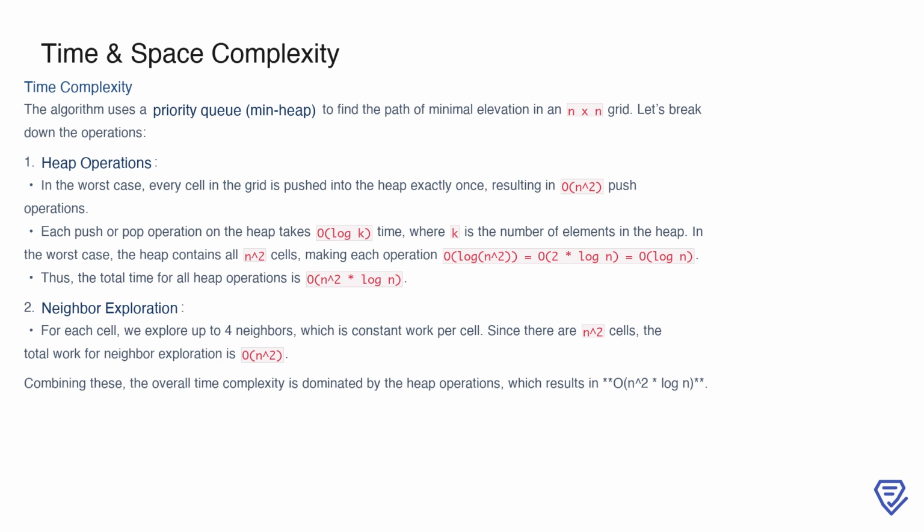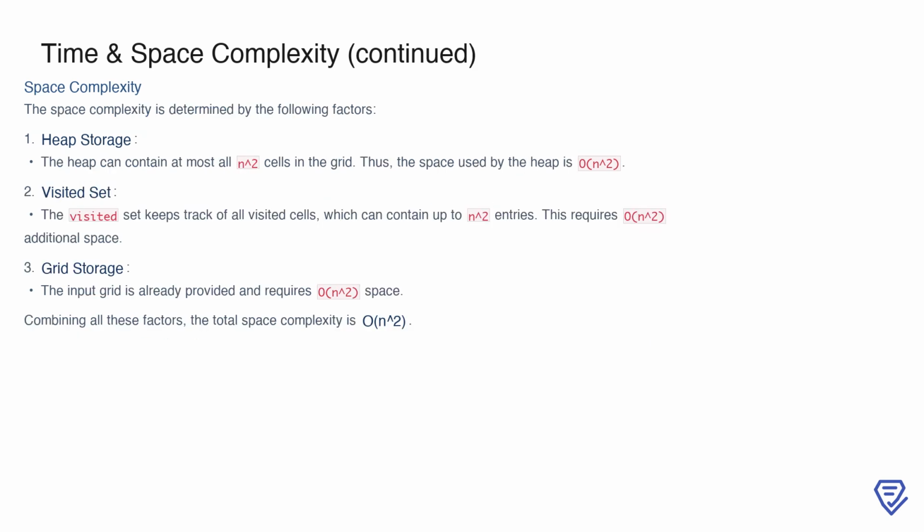Additionally, we have neighbor exploration. For each cell, we explore up to 4 neighbors, which is a constant amount of work per cell. With n² cells in the grid, the total work for neighbor exploration is O(n squared). When we combine these, the overall time complexity is dominated by the heap operations, resulting in O(n squared * log n). Now let's analyze the space complexity of the algorithm, which is influenced by several factors.